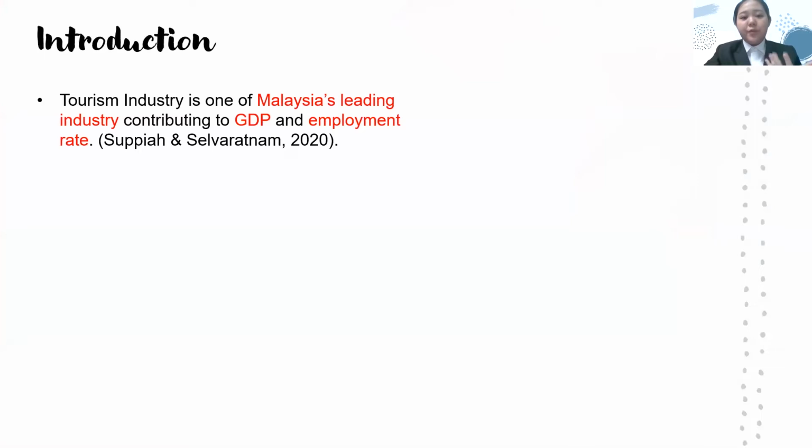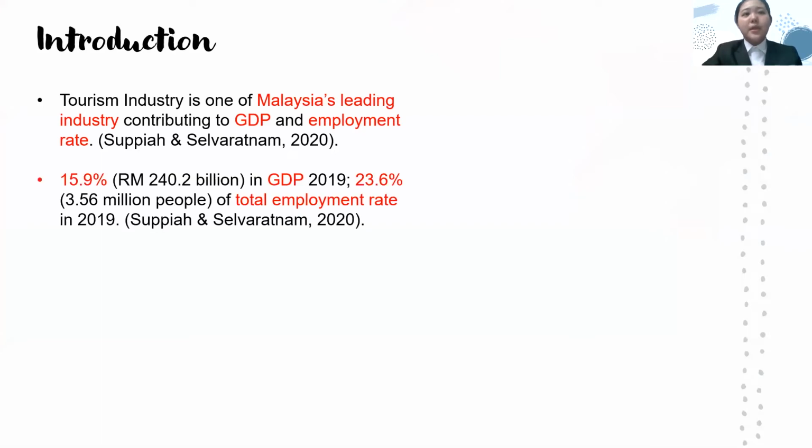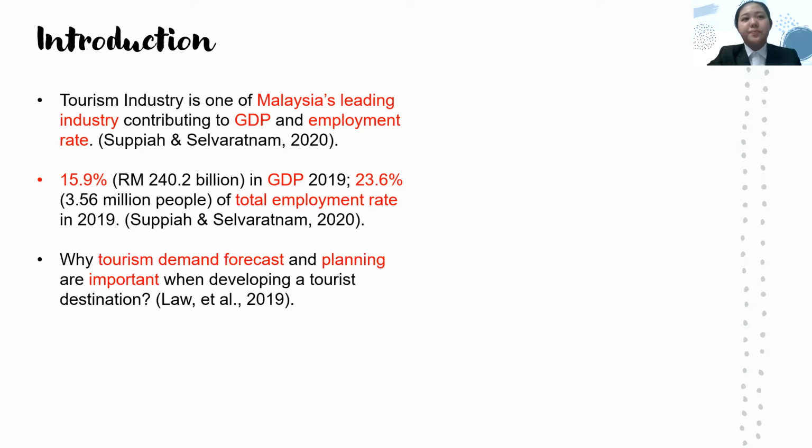To give you a brief introduction, the tourism industry is one of Malaysia's leading industries, contributing to both GDP and employment rate: 15.9%, which amounted to RM 240.2 billion in GDP, and also 23.6%, which is 3.56 million people, of the total employment rate of Malaysia in 2019.